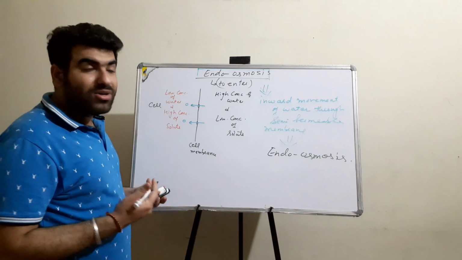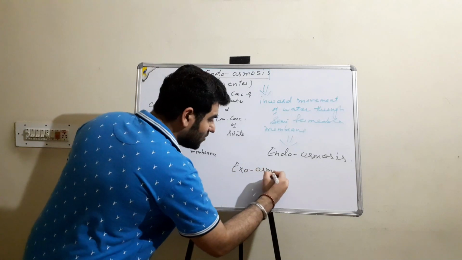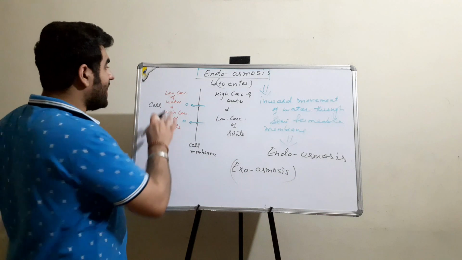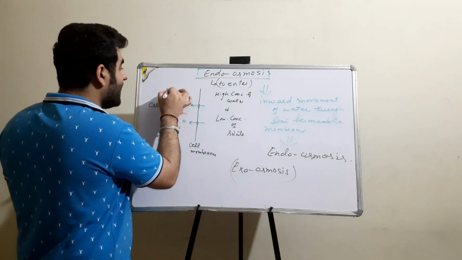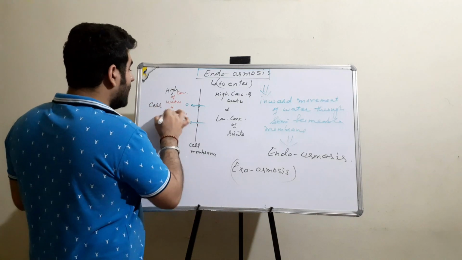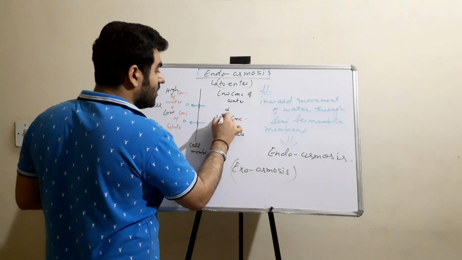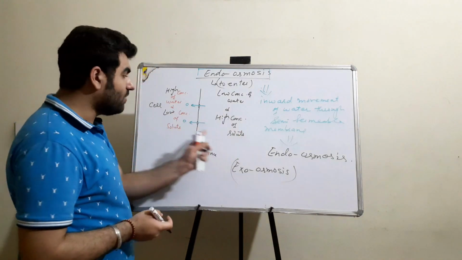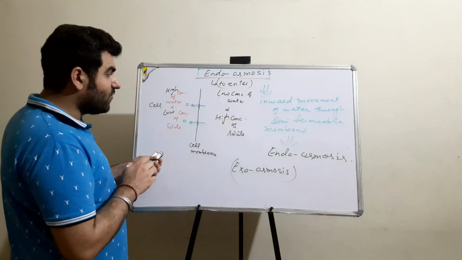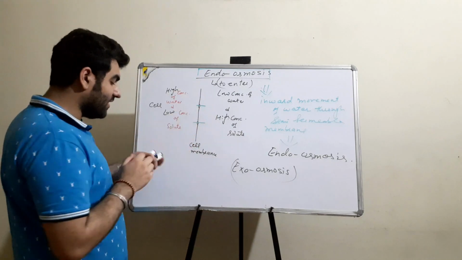Now let us talk about exo osmosis. Exo osmosis is just the reversal case. Here there is a high concentration of water and low concentration of solute on one side, and a low concentration of water and high concentration of solute on the other. Again, solute will not move from high to low concentration because of its size, but water can move. We just have to find out which part has the higher and which has the lower concentration.